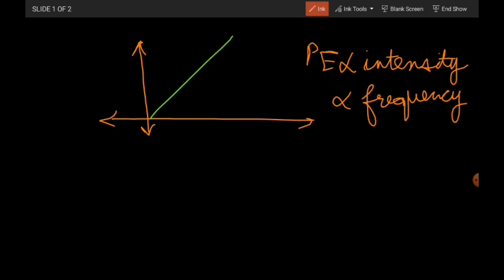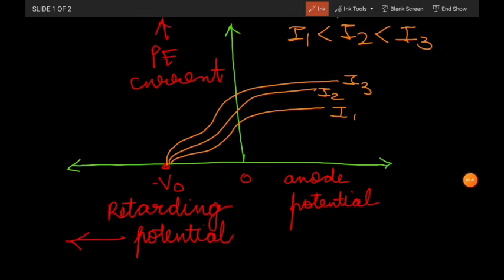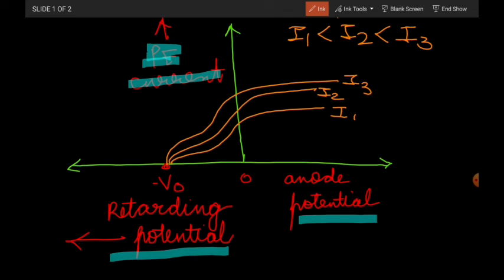When we talk about the effect of potential, the graph obtained is slightly different. This is the graph plotted for the effect of potential, and here we are comparing three intensities. On one axis we have the photoelectric current, and on the other axis we have the anode potential and the retarding potential. Here we observe that intensity 1 is the smallest of all three.